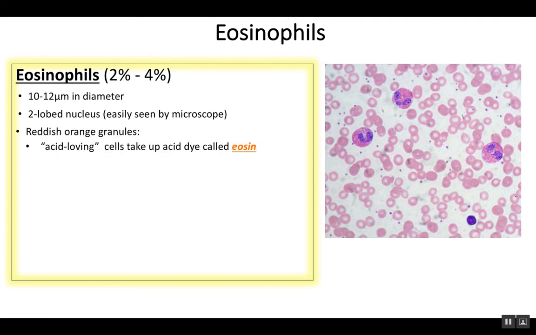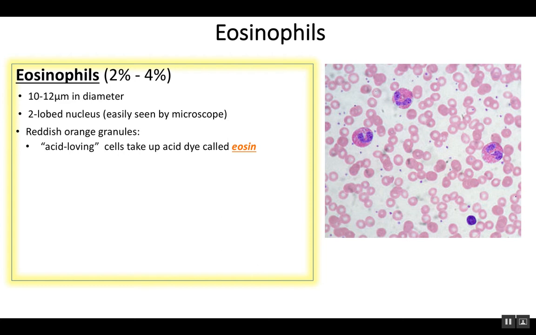The key designation is to be able to identify the fact that they have reddish, brick red staining granules. This is due to a dye called eosin. In fact, they're named after the fact that they take up eosin, so they are eosin-loving cells, or eosinophils. Eosin is an acidic dye. These cells tend to take up these acidic dyes and therefore become stained. Sometimes the stain appears more red, like in this picture. Sometimes it's slightly orangish red.